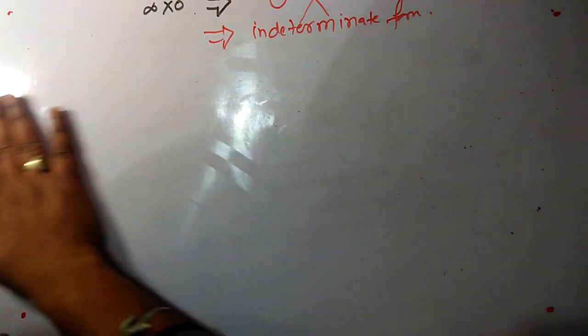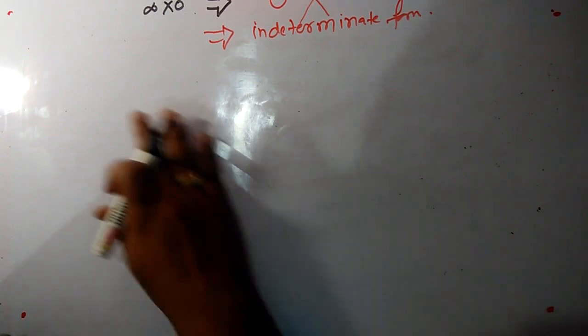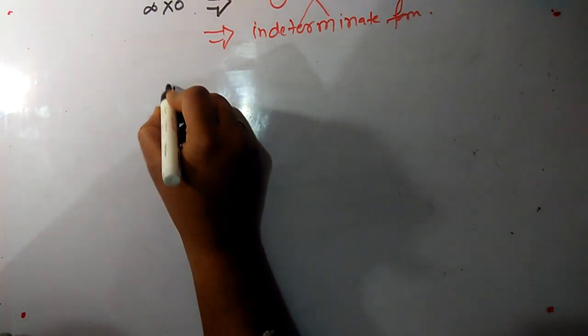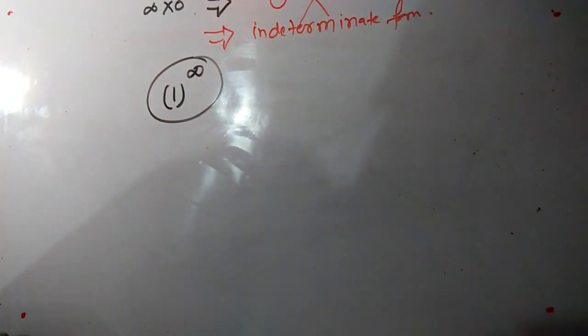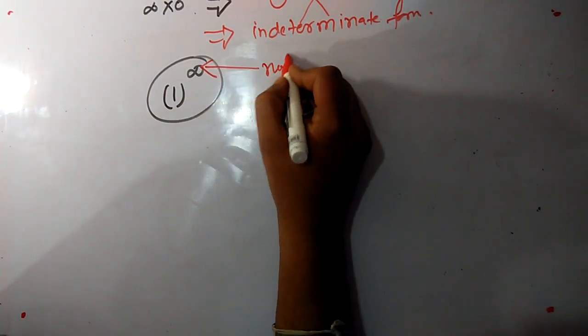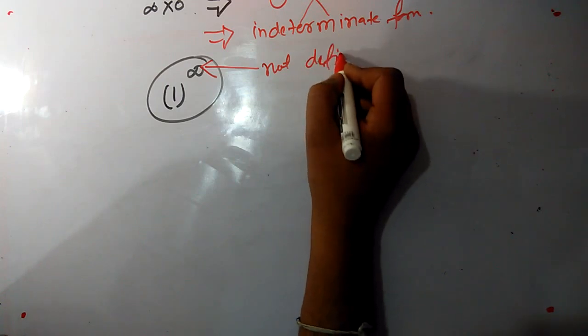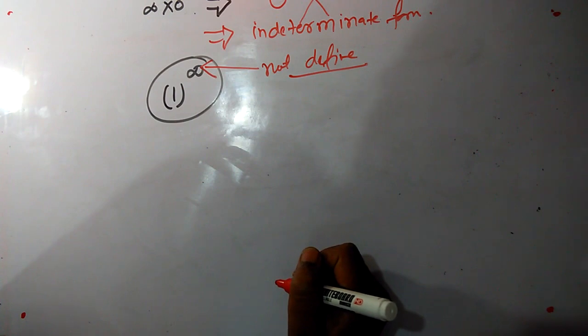Many people cannot explain this. One important thing, 1 raised to power infinity. If you ask anyone why 1 raised to power infinity is indeterminate form, most of the people will say since infinity is not defined, that's why 1 raised to power infinity is not defined.